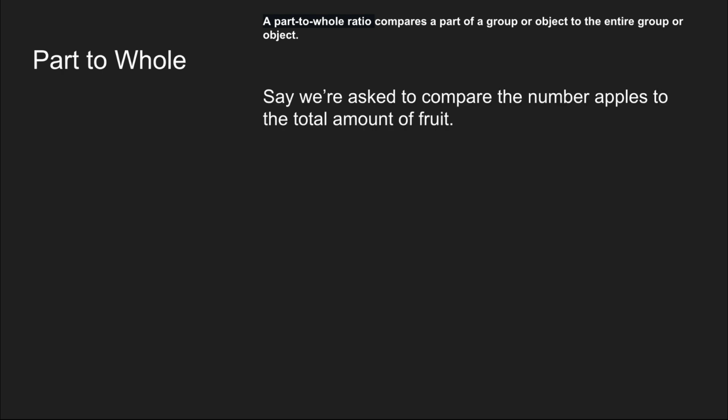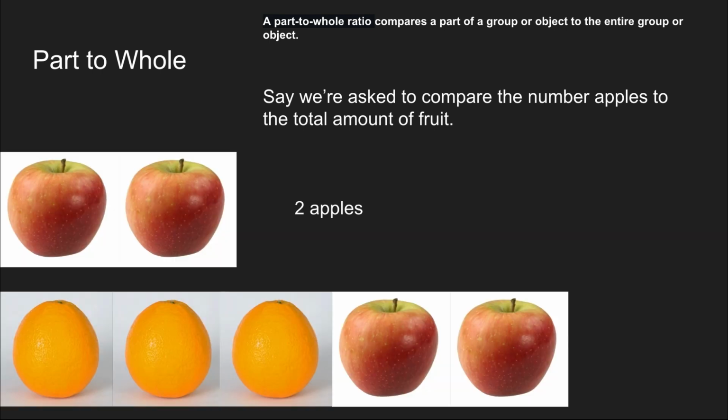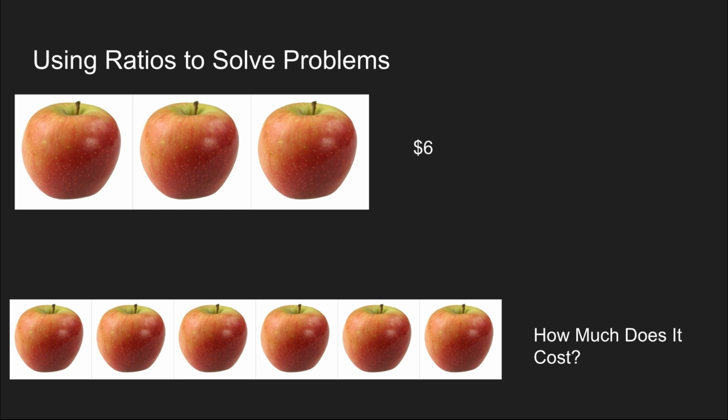But the other type of ratio is what you call a part to whole ratio. Now, a part to whole ratio compares a part of a group or object to the entire group or object. Basically, say we're asked to compare the number of apples to the total amount of fruits. Now we have two apples and we have five total fruit. So the ratio is 2 to 5, 2:5, or 2/5. Like I said, all those are the same thing.